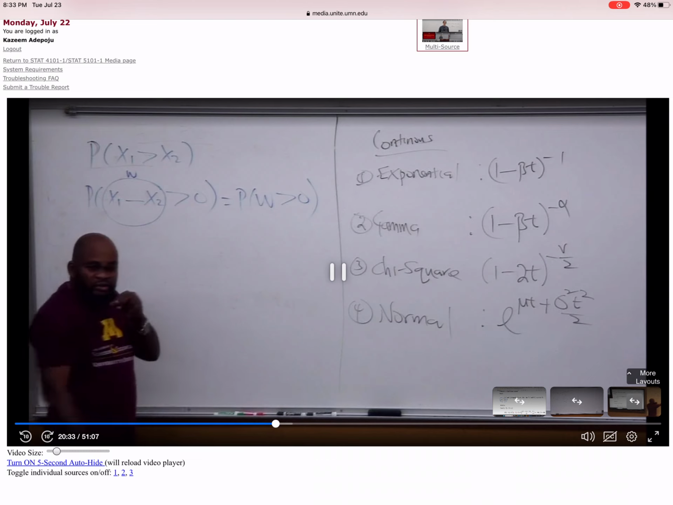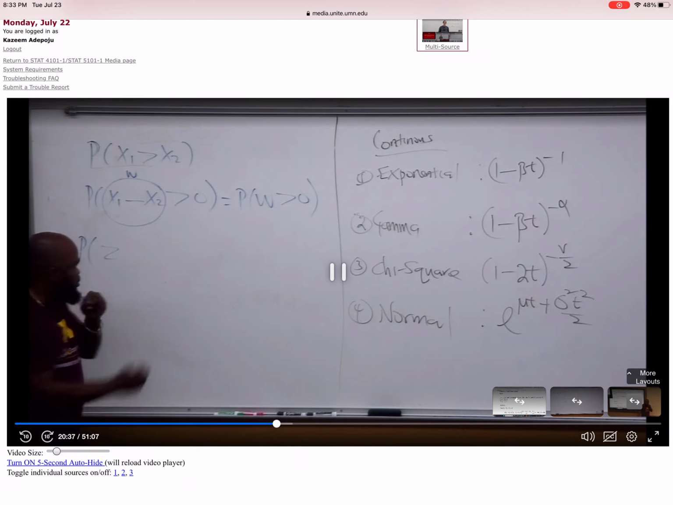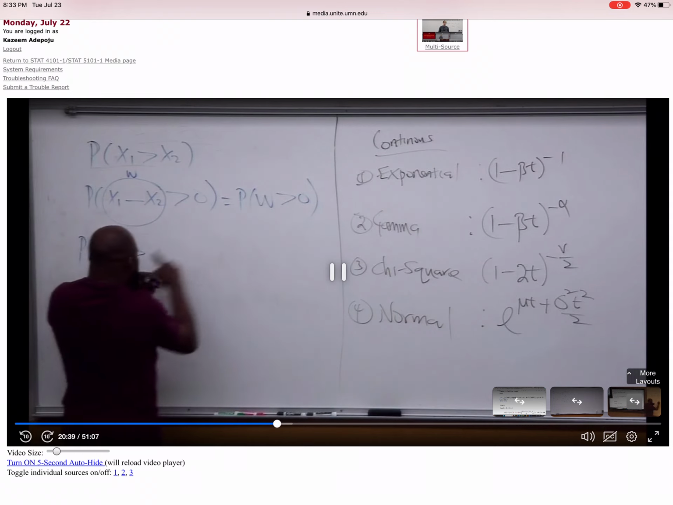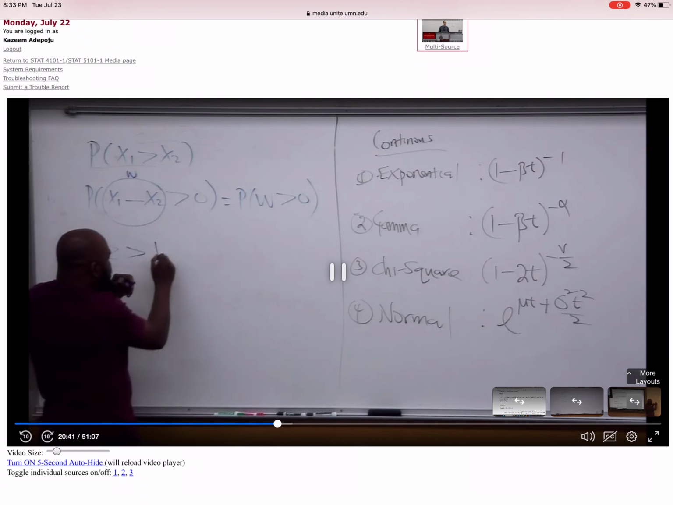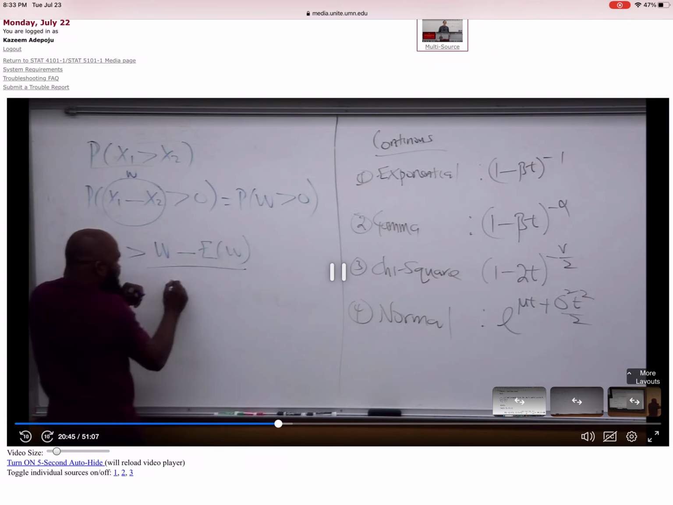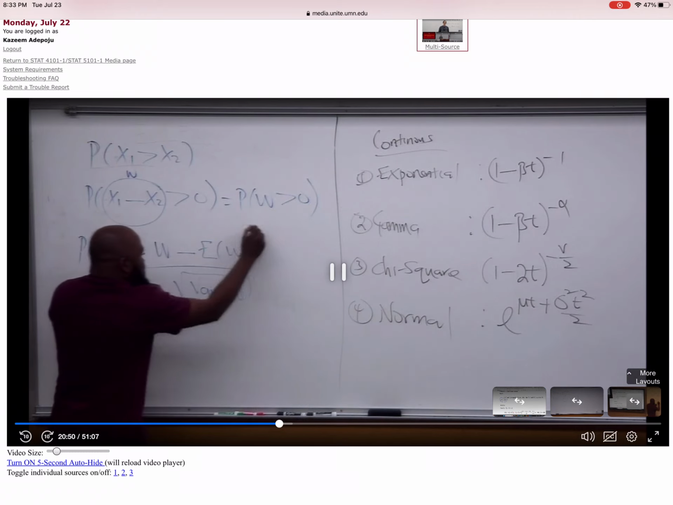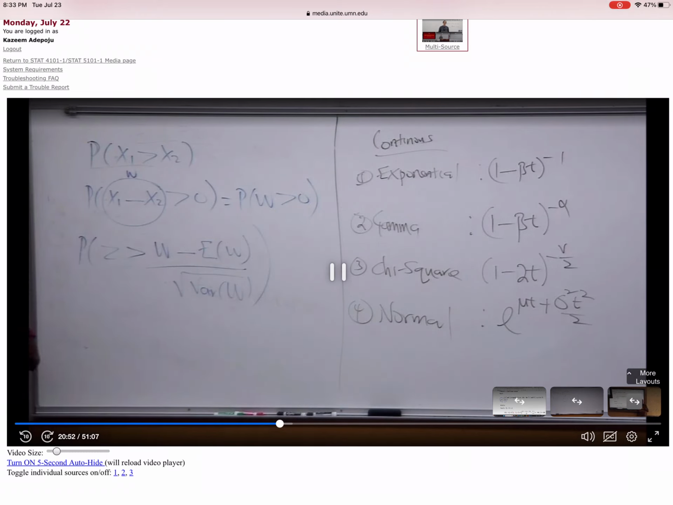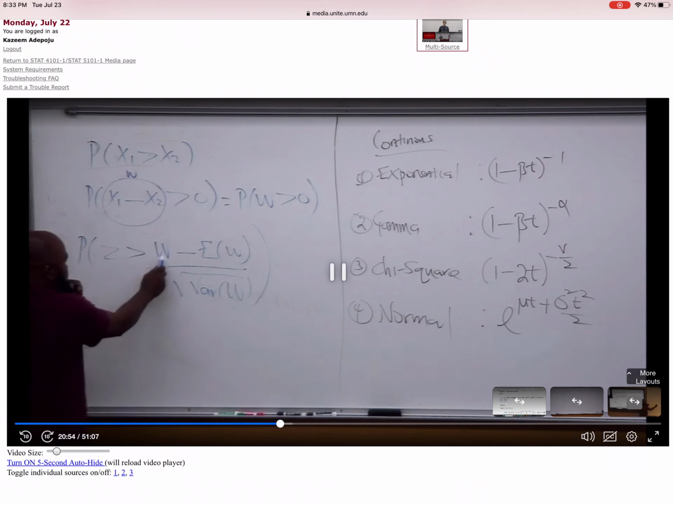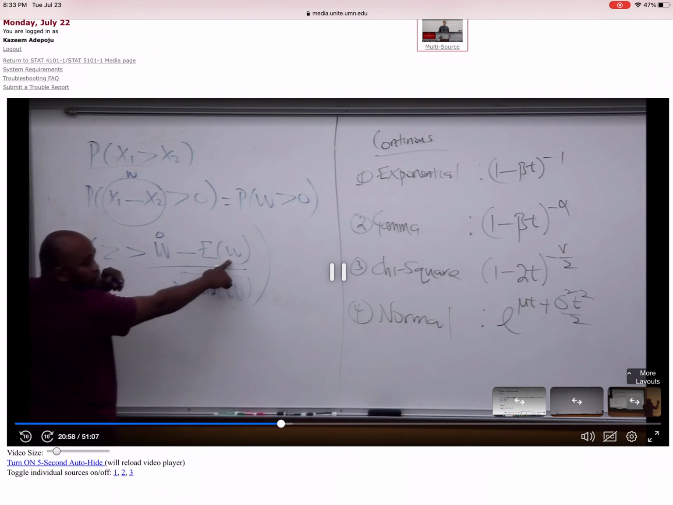And if this is a random variable, then I want to find the probability of the Z score, which is going to be greater, because I got a greater. Okay, W minus the mean of W divided by the square root of the variance of W. Take a look at my interpretation right now. Now here I'm going to plug in 0. Then I need the mean.